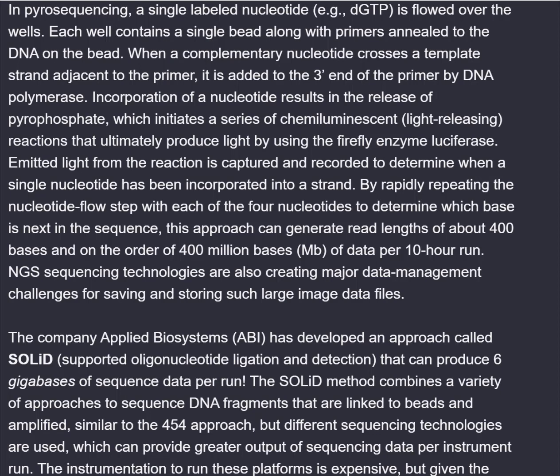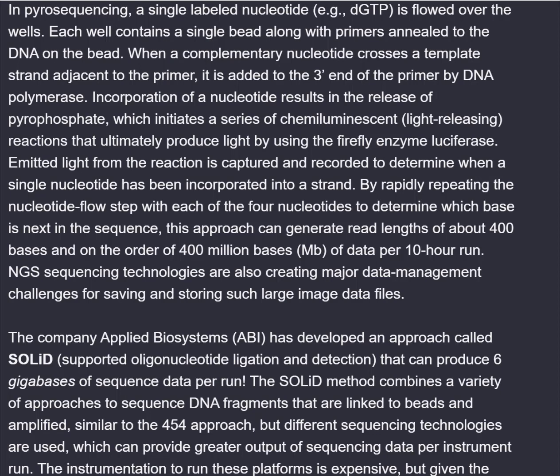In pyrosequencing, a single labeled nucleotide, e.g., dGTP, is flowed over the wells. Each well contains a single bead along with primers annealed to the DNA on the bead. When a complementary nucleotide crosses a template strand adjacent to the primer, it is added to the 3' end of the primer by DNA polymerase. Incorporation of a nucleotide results in the release of pyrophosphate, which initiates a series of chemiluminescent, light-releasing, reactions that ultimately produce light by using the firefly enzyme luciferase.